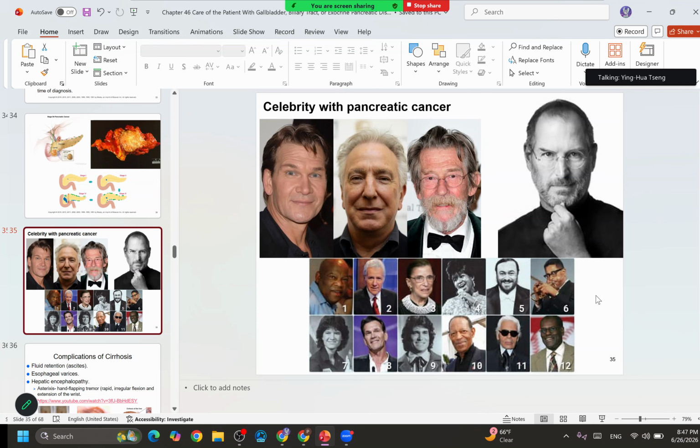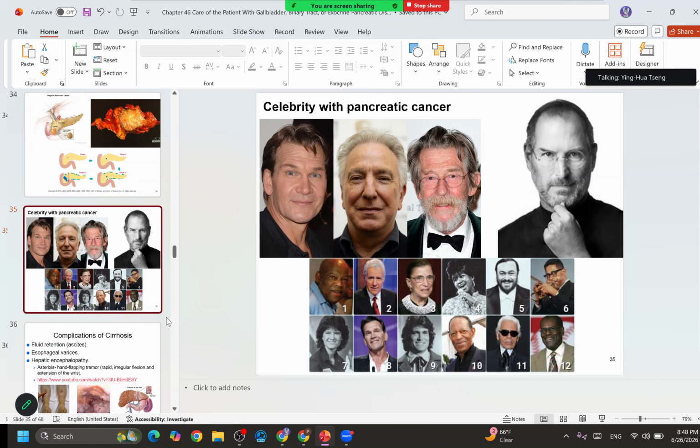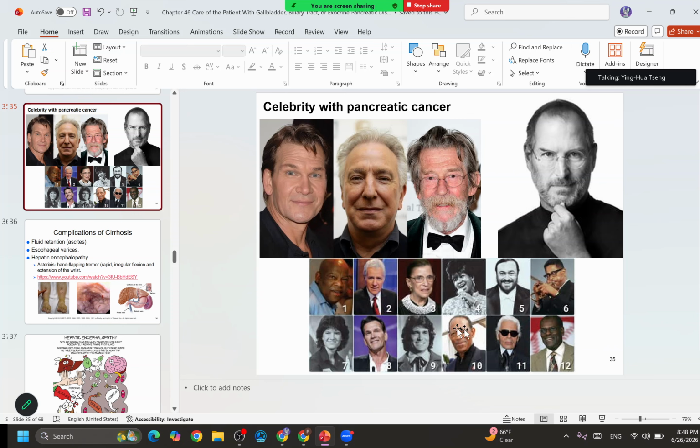Well, because he's rich. That's why I'm telling you, money cures the disease. So this is Patrick Swayze, and in the middle, this is Dr. Snape, Alan Rickman. When you see Harry Potter, you can see this Dr. Snape. He also died of pancreatic cancer. And some other celebrities here, Ruth Ginsburg and the singer Pavarotti. They all died of pancreatic cancer. And see, some of them are young. They die young.